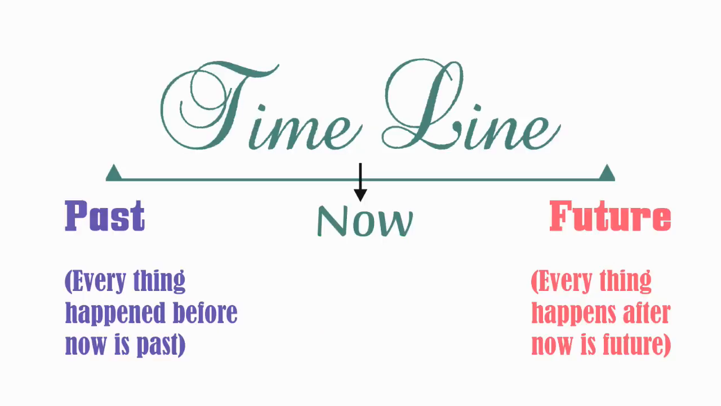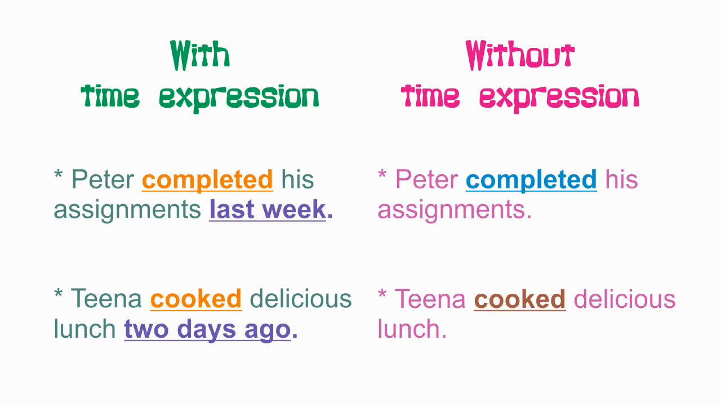To show you the timeline, the moment we speak is now, and all that happened before now is past. Simple past tense talks about actions, events, or situations started in the past and ended or finished in the past. Let's see when to use simple past.